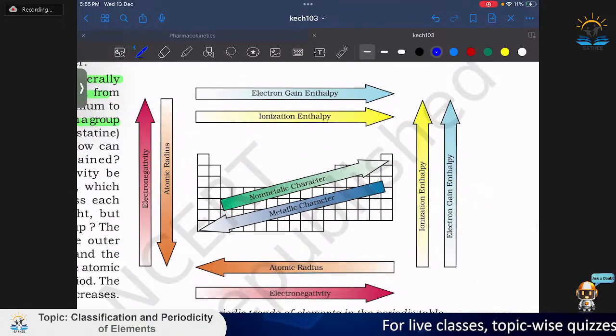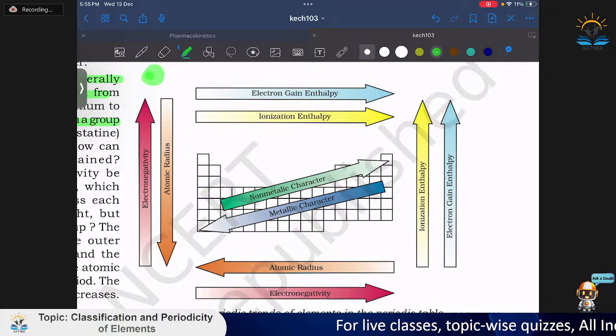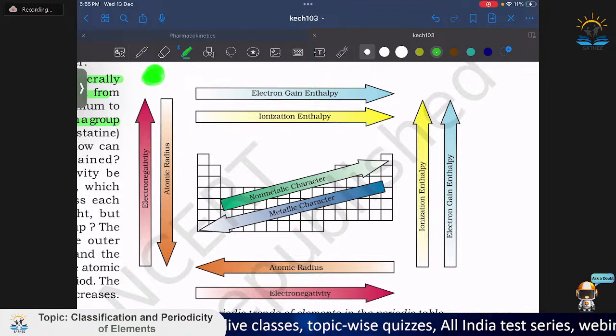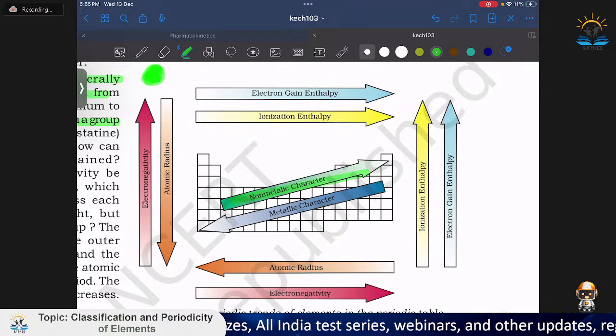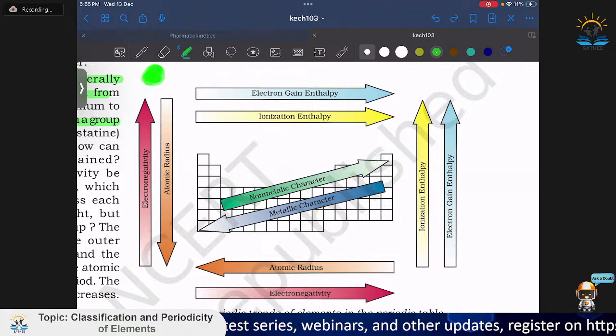You should take a screenshot of this. It explains all the trends which we have so far covered. And if possible, take a screenshot and try to remember using these arrows. The non-metallic character increases from bottom left to top right. The top right elements are really non-metallic. Metallic character follows the opposite trend.